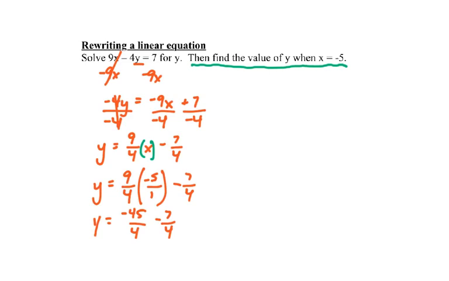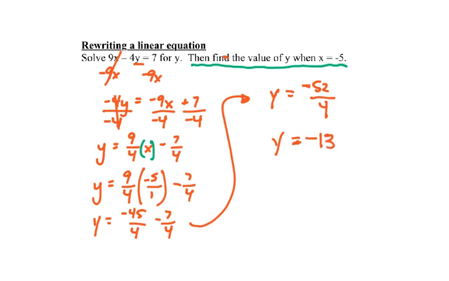I have a common denominator. They're both fourths, so I can actually do negative 45 minus 7. So I'm going to bring that up here so I have room. Negative 45 minus 7 is negative 52. And negative 52 divides evenly by 4. So y equals negative 13.